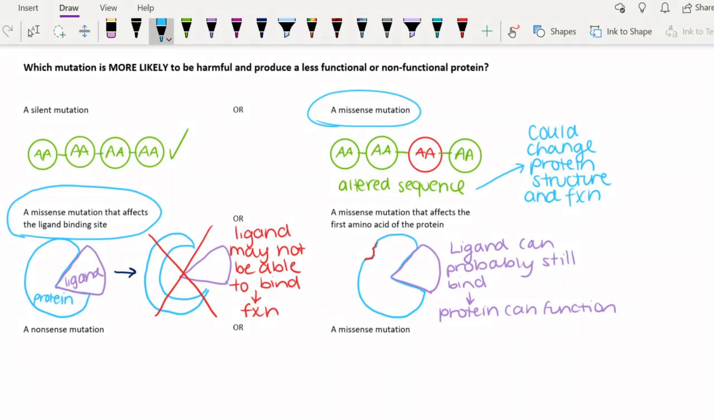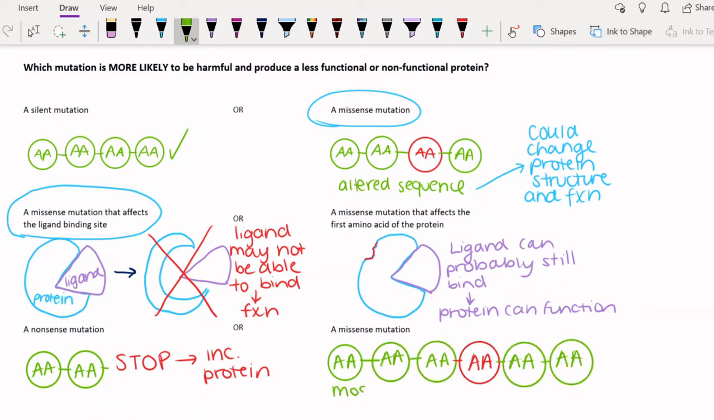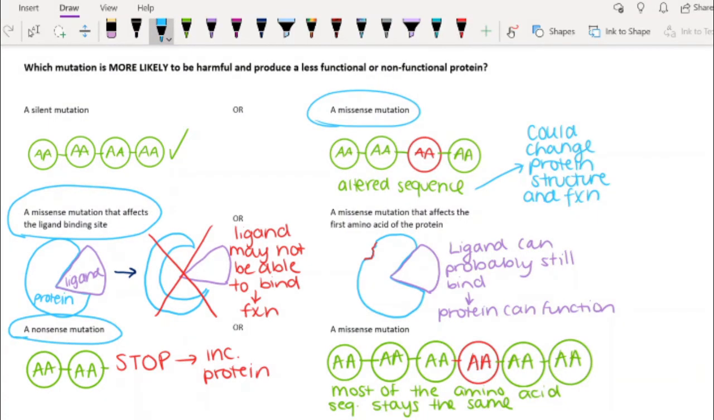Third, a nonsense mutation versus a missense mutation. Well, a nonsense mutation causes an early stop, so the amino acid sequence is incomplete. A missense mutation affects only one amino acid, but most of the sequence will stay the same. So, the nonsense mutation will probably be more harmful.